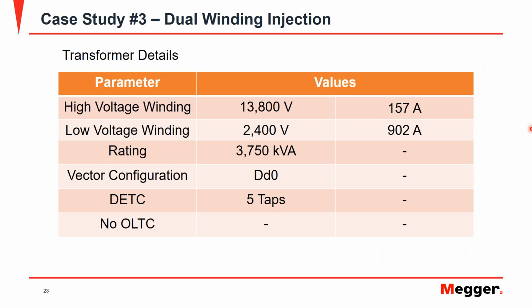Now let's look at the example associated with dual winding injection. In this example, we had a transformer that had a high voltage winding of about 13,800 volts and a rated current of 157 amps. It had a low voltage winding of about 2400 volts and 902 amps nominal current. It had a 3750 kVA rating, a vector configuration of DD0, so that is delta on the primary and delta on the secondary. It had a DETC with 5 taps and no OLTC.